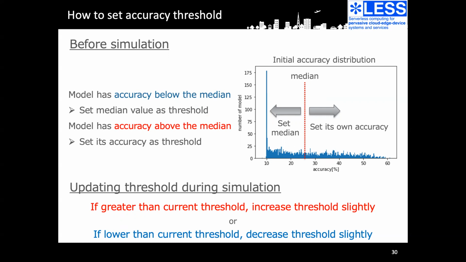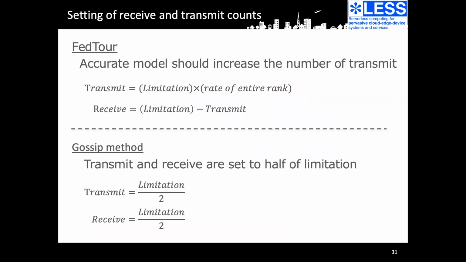If the accuracy changes in simulation, the threshold is set to a value a little higher than that accuracy if it goes above the threshold, and a little lower if it goes below. We also set the count of receiving and transmission. In the case of FedTour, we increase transmission in proportion to its accuracy because the higher the accuracy, the more demand there is for others. In the case of the gossip method, we set half of the limitation.